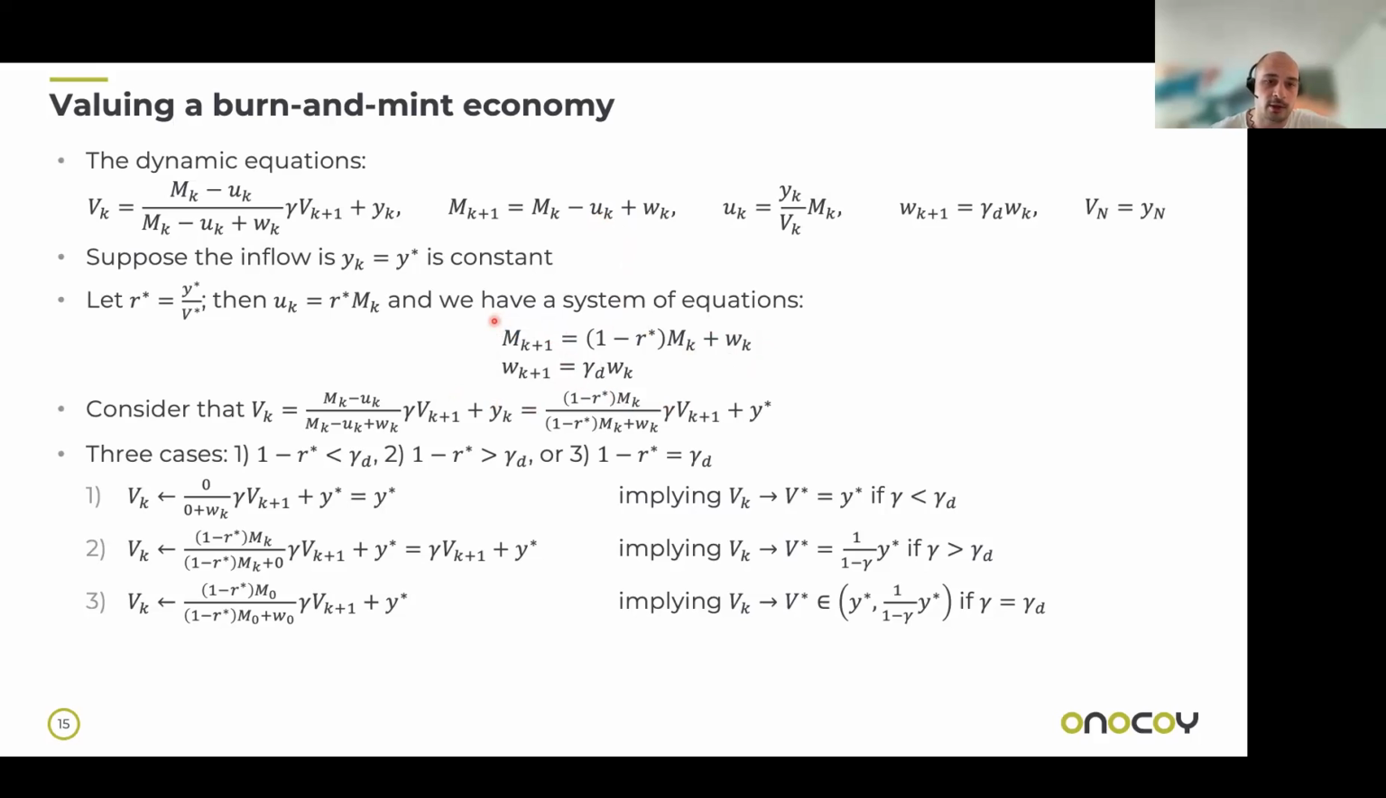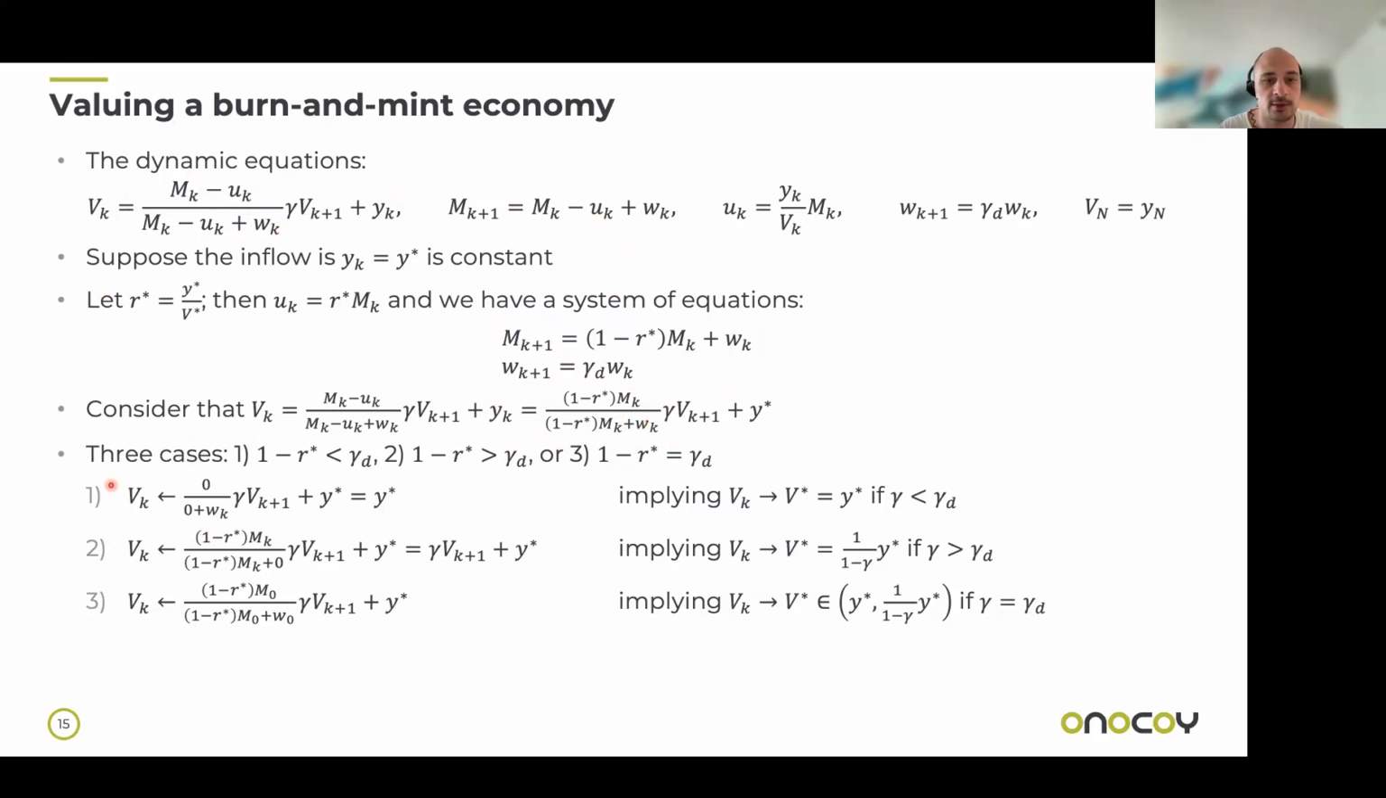And so it becomes a question of what R star needs to equal. We also replace U in this equation, and this is the expression that we get. And there are only three cases that are possible: either M dominates W, W dominates M, or neither dominates the other, and they're both very important terms.